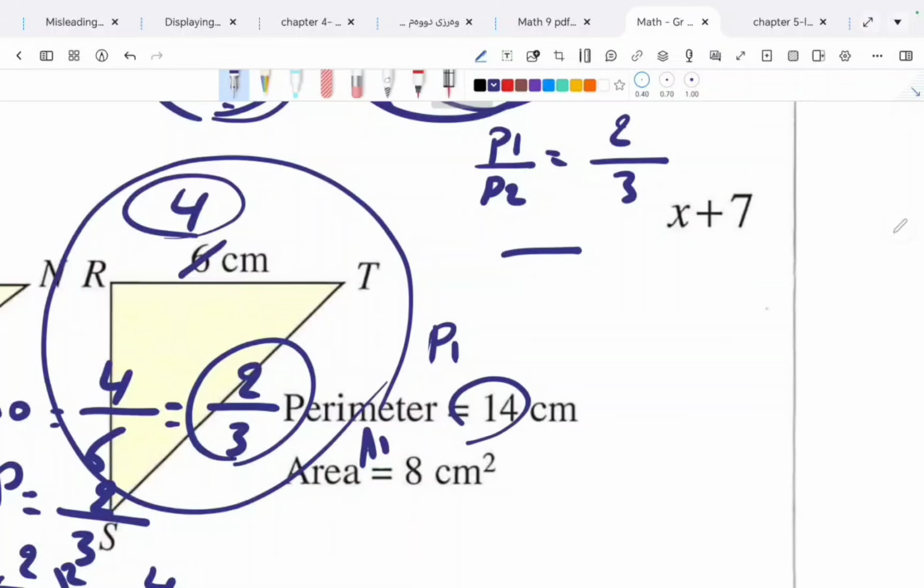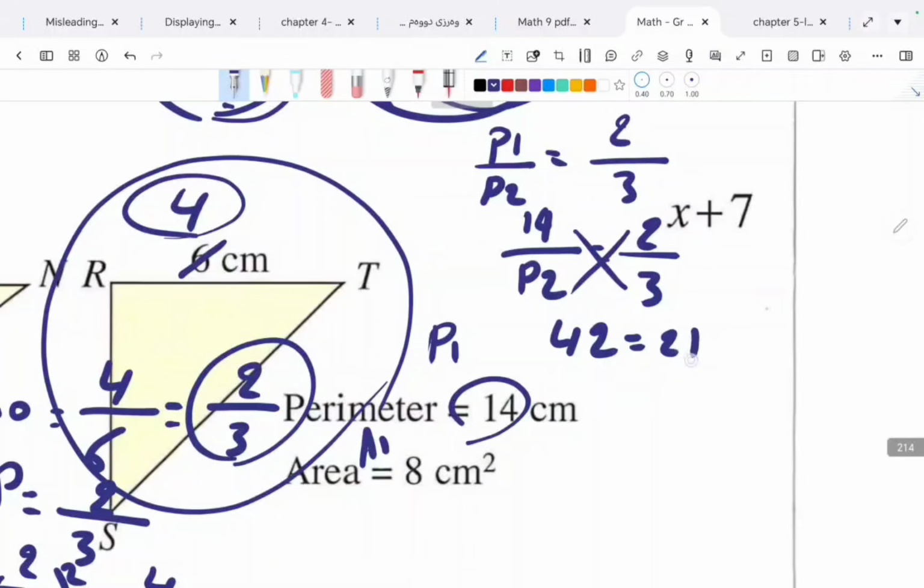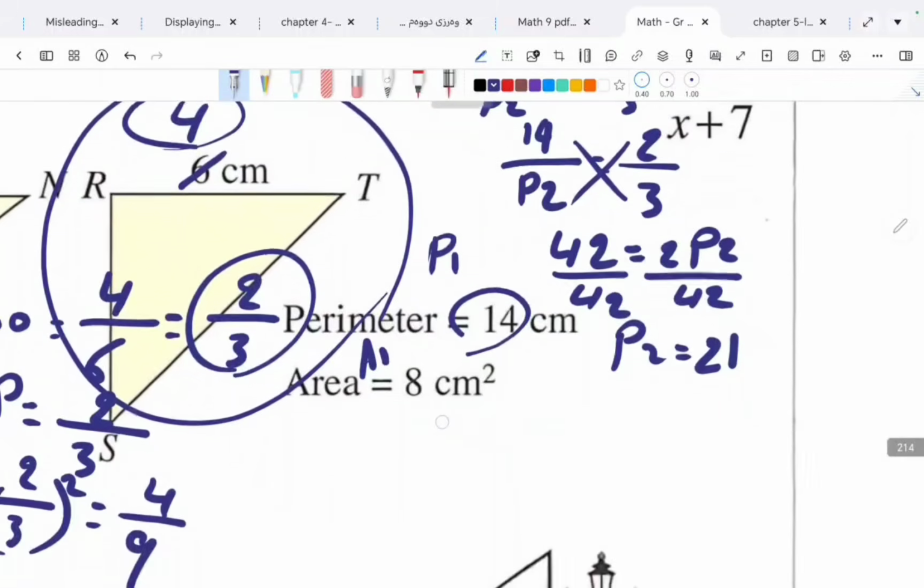P1, which is given, is 14, out of P2, equals 2 out of 3. Use cross product. 14 times 3 is 42, equals 2P2. Divide by 2, divide by 2. P2 equals what? 21 centimeters.